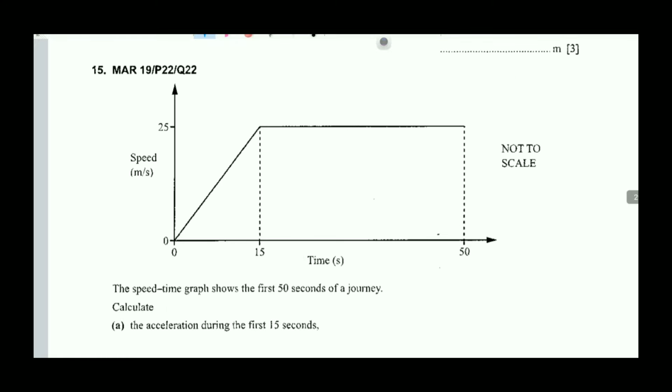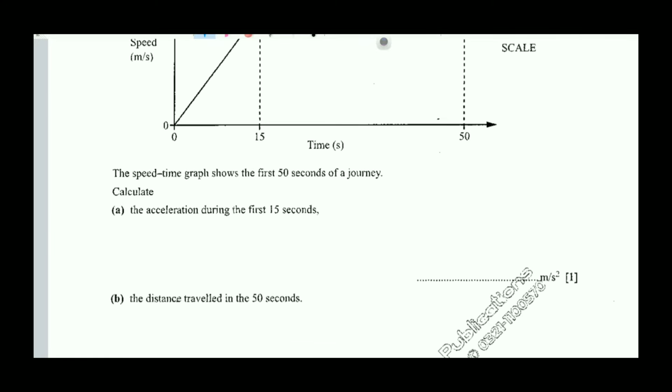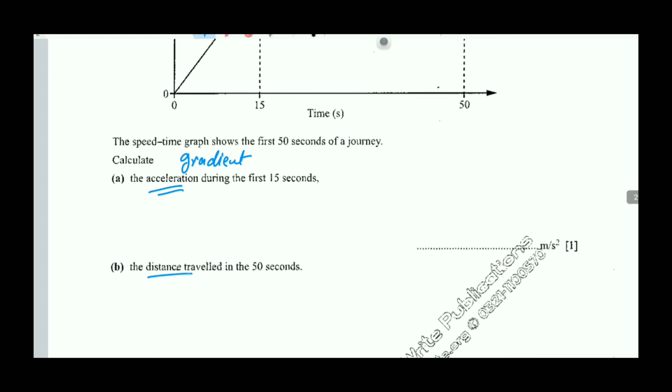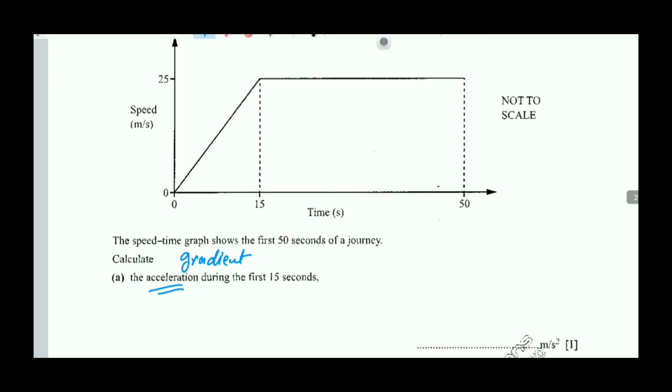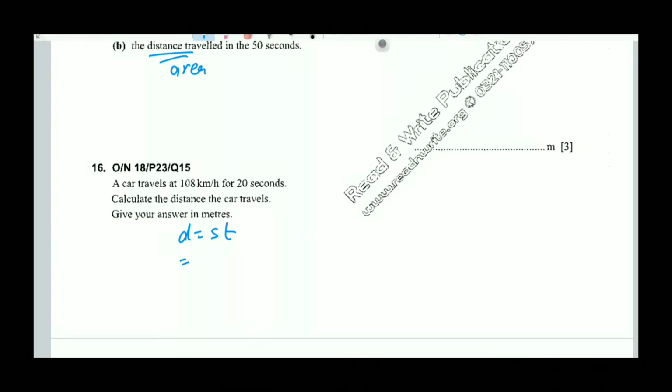Okay. Next question. The speed time graph shows the first 50 seconds of a journey, acceleration during the 15. Again simple. You have to find the gradient here. Distance travelled: distance means you have to find area. So again this is a trapezium. You will use the area of trapezium here.